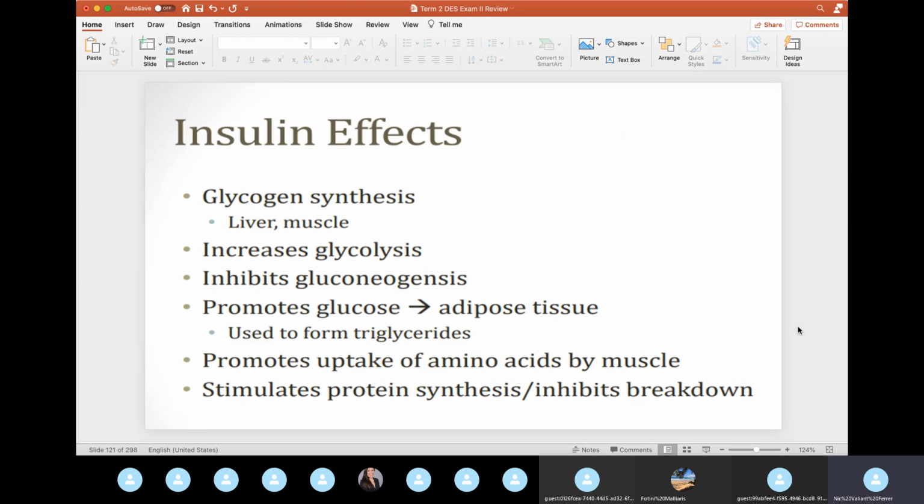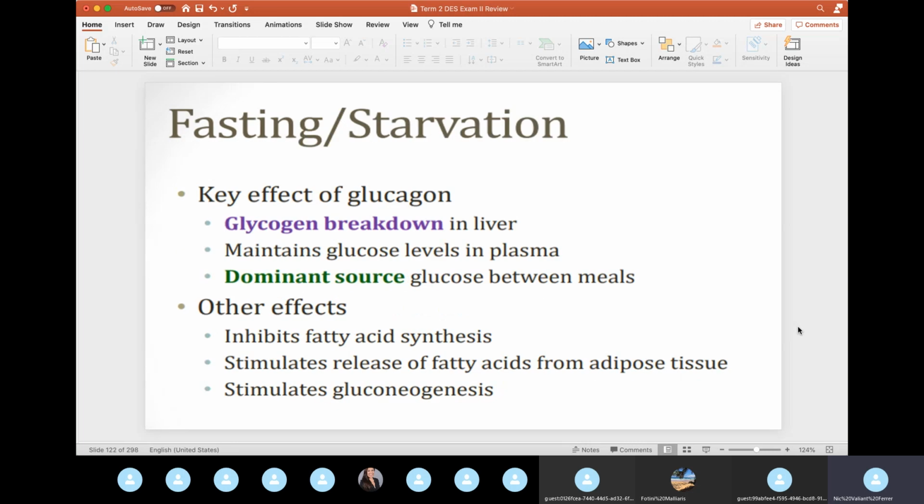What are the effects of insulin? Remember insulin, think about anabolic, building up reactions. Synthesis, think about glycogen synthesis. Think about glycolysis, you're producing ATP. It promotes glucose to adipose tissue to form triglycerides. You are synthesizing fat. It promotes uptake of amino acids by muscle. You are synthesizing protein. It stimulates protein synthesis. Insulin, think about anabolic reactions. You're building up stuff in your body.